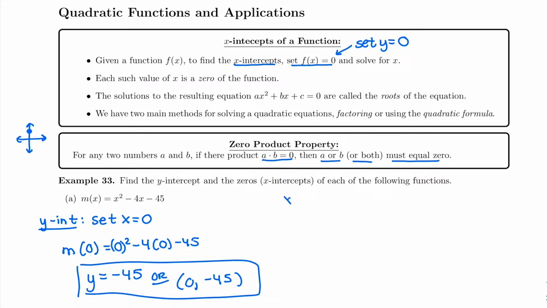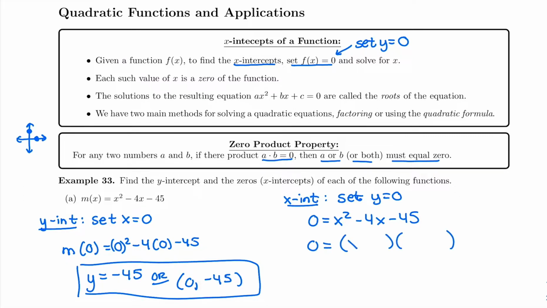We're going to also find x-intercepts. To find an x-intercept, set y equal to 0, right? If you want to touch the x-axis, you have to have a y value of 0. So we're going to take that y value and make it 0. 0 is equal to x squared minus 4x minus 45. And we're going to factor that to see what numbers we could plug in here and make it 0.